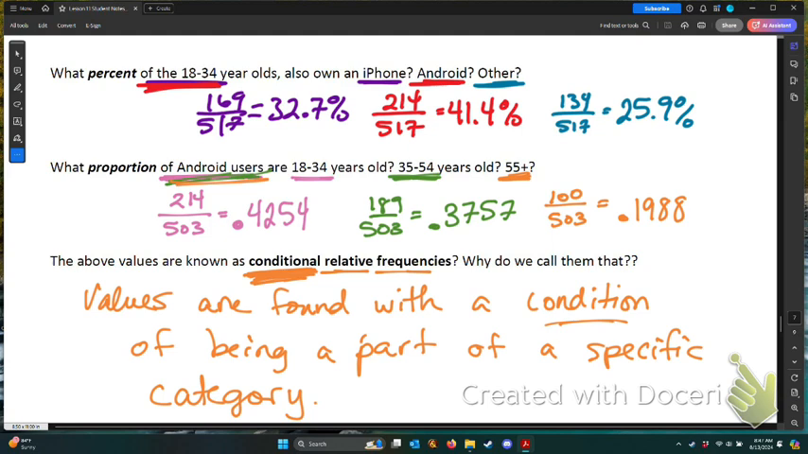We could have found the percent of 35 to 54-year-olds that have an iPhone, Android, other, and then the percent of 55 plus that have an iPhone, Android, and other. So we would have done the same thing with each of those columns. We could have found the proportion of iPhone users that were these ages, and then the proportion of other that were these ages. So there's actually 4 more conditional relative frequency amounts that we could have found. All good? Feeling great? I love it.